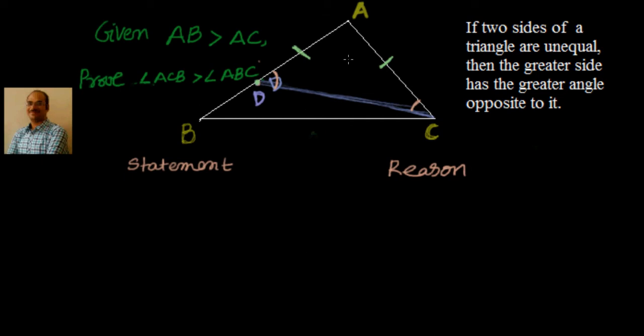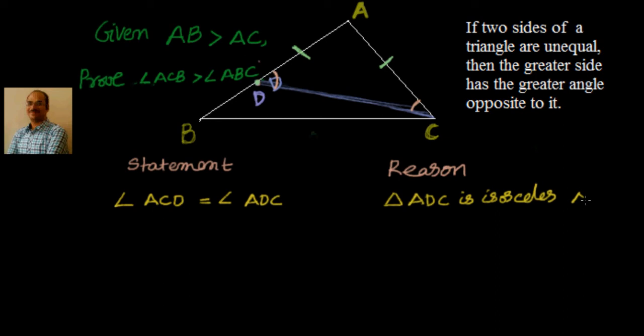Now the first point I will say is, since it's an isosceles triangle, I know that ACD is equal to ADC. My first statement will be angle ACD, that is nothing but this angle, is equal to angle ADC. What is the reason for that? The reason is triangle ADC is isosceles with sides AD equal to AC. That is the reason, AD equal to AC.